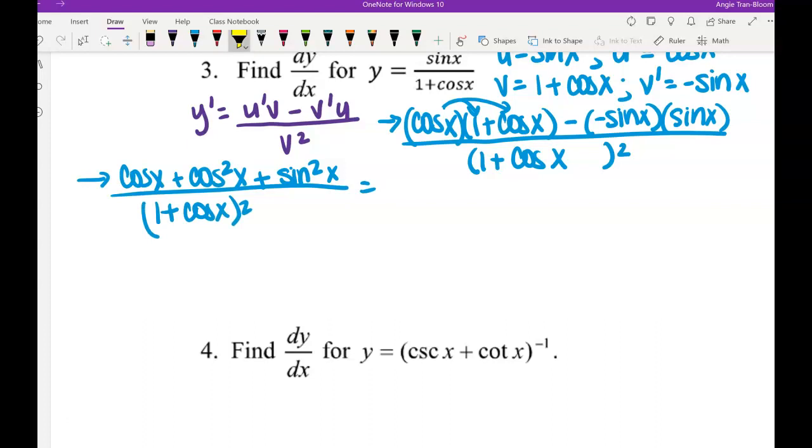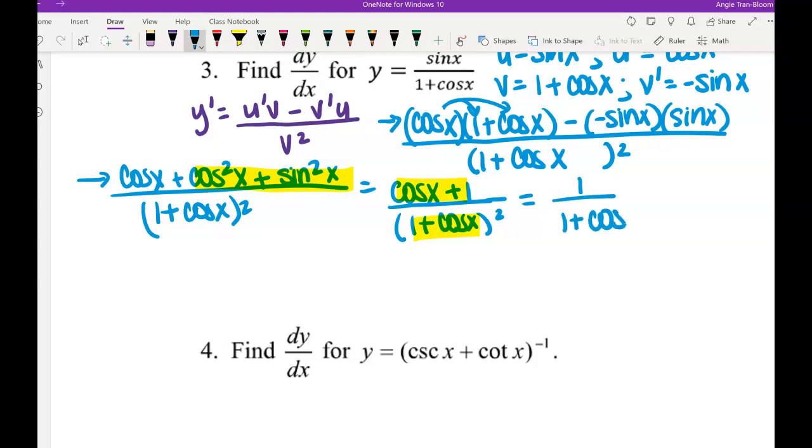Okay, so do you guys remember cosine squared of x and sine squared of x, that's going to be 1. So we now have cosine of x plus 1 all over 1 plus cosine of x squared. Now we can reduce one at the top because these two are similar. So we can reduce, and that means on the top we now have 1, on the bottom which is 1 plus cosine of x, and that is as far as we can go. That's the derivative of sine of x over 1 plus cosine of x.